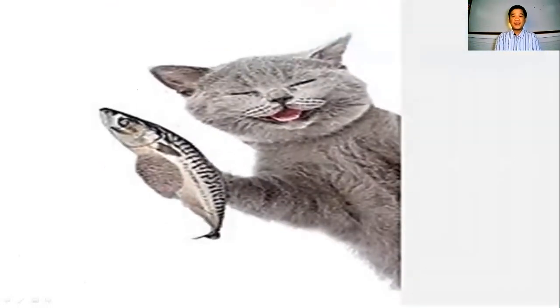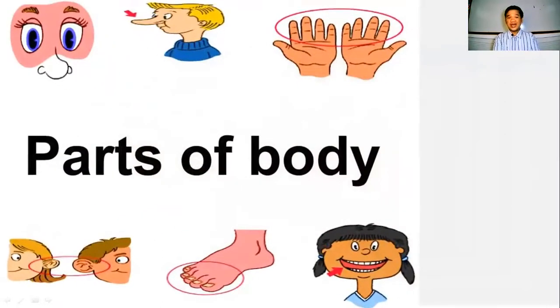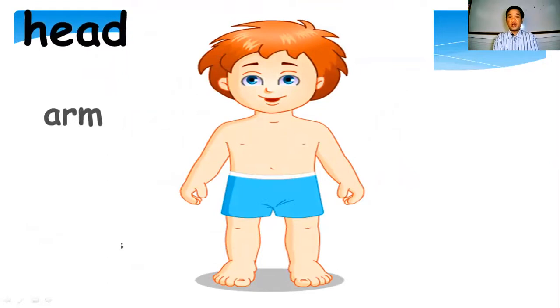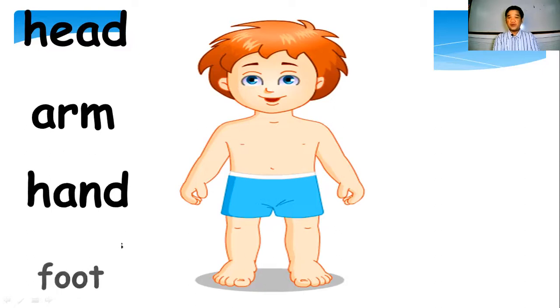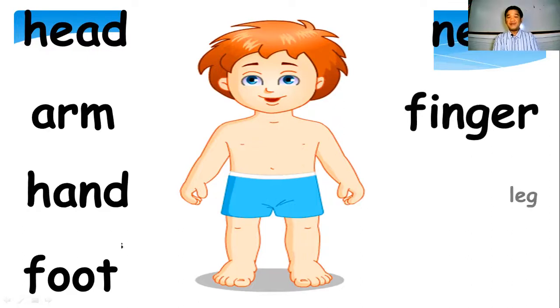All right? So next, we have another one. And then we also study the parts of the body. So what are those parts of our body? Can you remember what the parts of our body are? Yes, we have here the head, the arm, the hand, the foot, the nose, the neck, the finger, the leg, and also the toe.